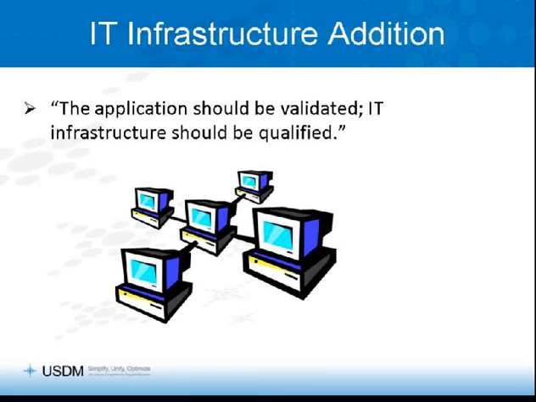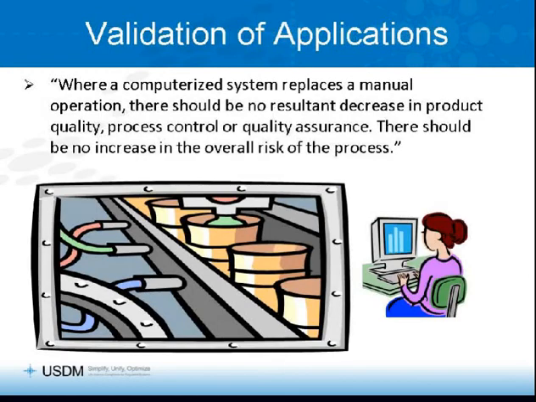There's an addition in Annex 11 of IT infrastructure qualification. It's always been expected that you would qualify your infrastructure, but it's never really been looked at or regulated. Now Annex 11 says all forms of computerized systems used as a part of GXP regulated activities must be controlled and qualified. And where a computerized system replaces a manual operation, there can be no resultant decrease in product quality, process control, or quality assurance, and no increase in the overall risk of the process.